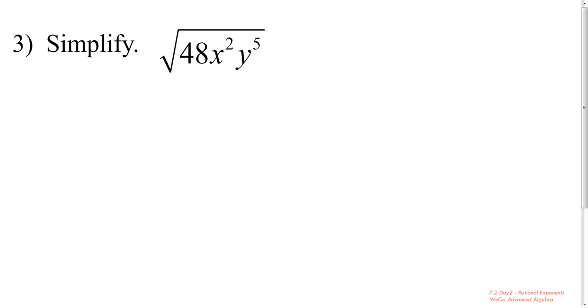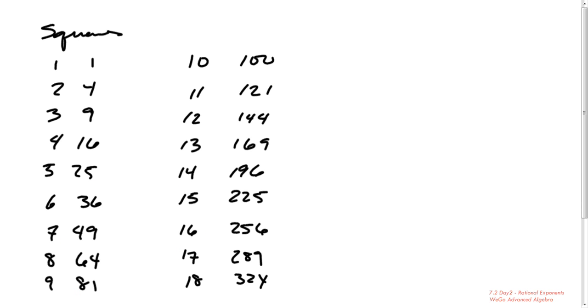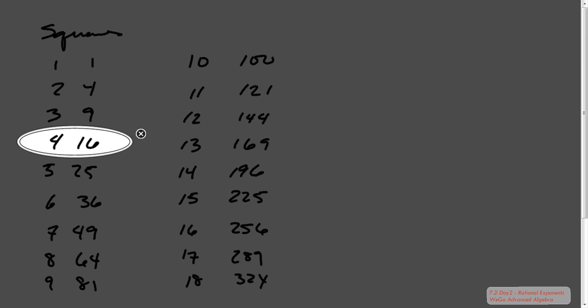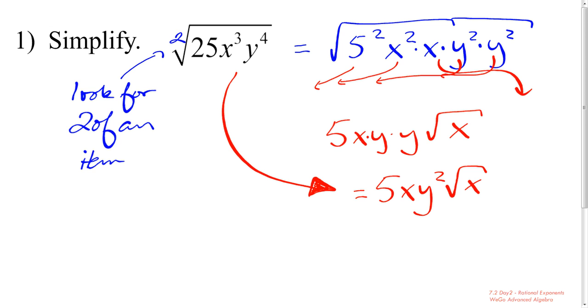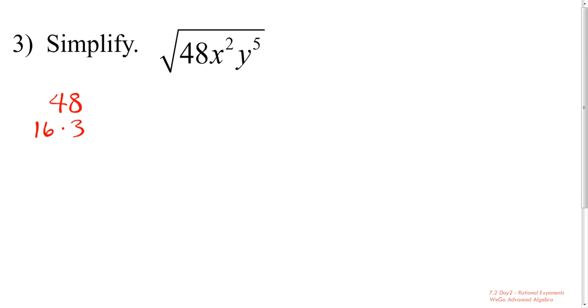Ooh, 48. So how do we break that down? So 48. Now some of you may see this as 16 times 3. 16 is on our list, remember? Hey, look. 16's right there. Okay? So we know that that's going to work. So then from there, I can rewrite this as 16 times 3 times x squared times y.